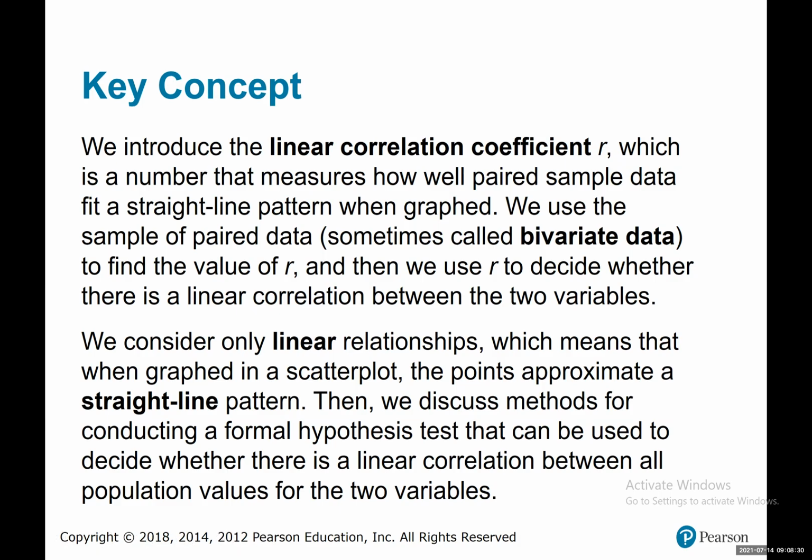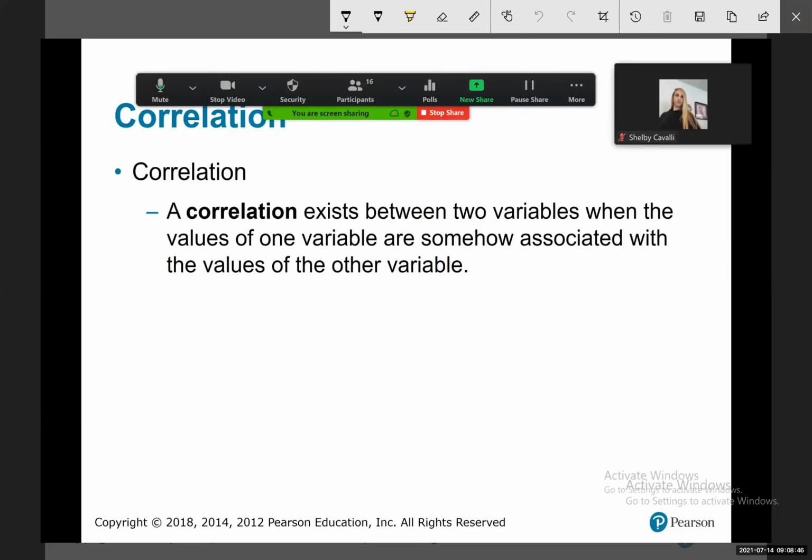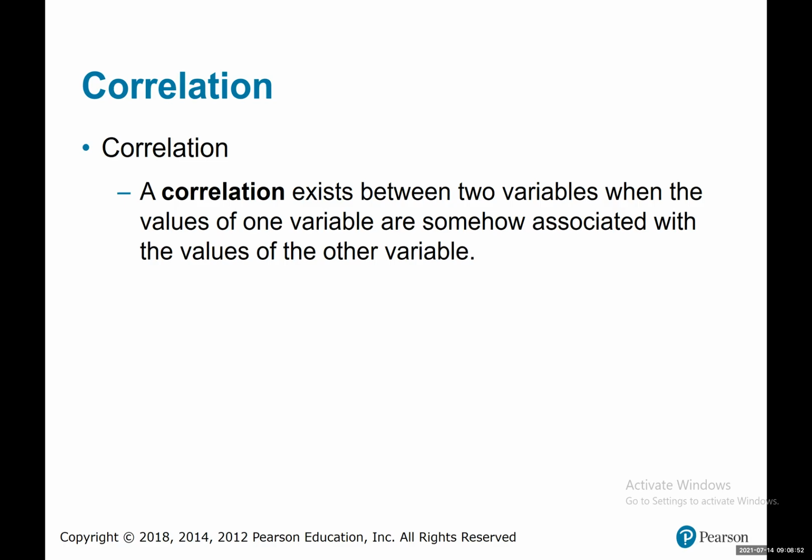Let's go to the next page. Correlation. A correlation exists between 2 variables when the value of one variable is somehow associated with the values of the other variable. Please write this definition. Basically, that's the main idea of correlation.